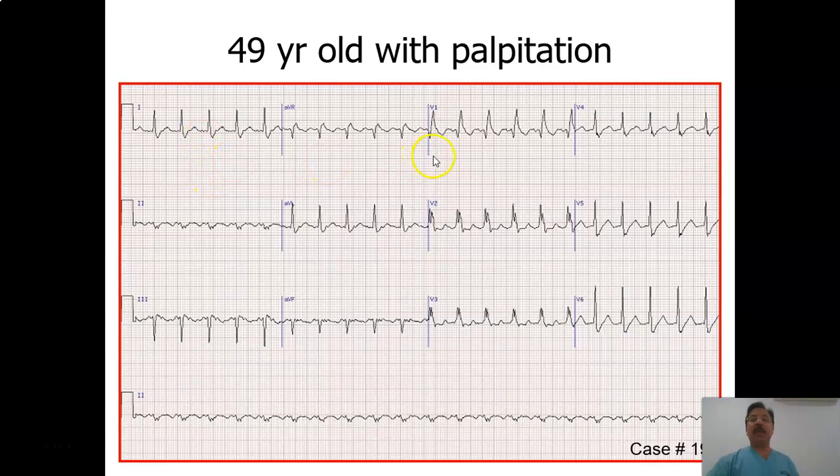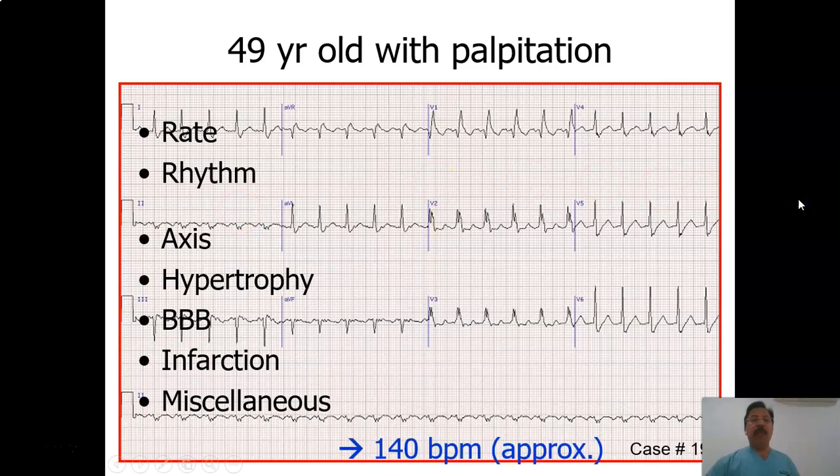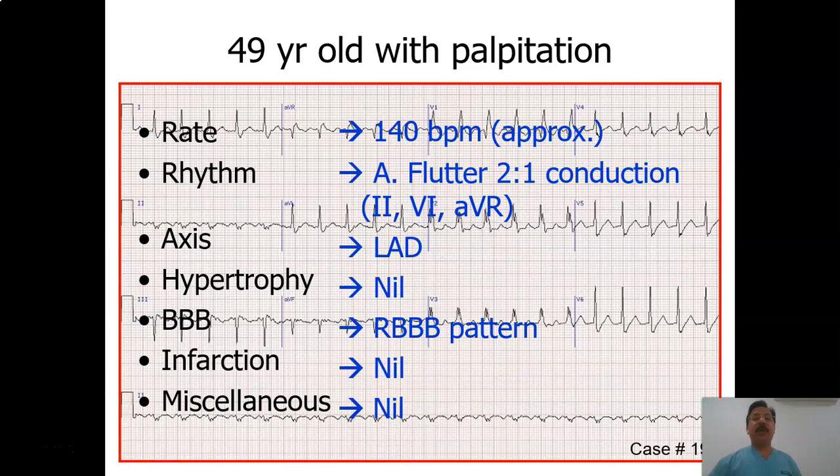ST segment, no elevation, no depression. Only in AVR, probably a little elevation is seen. That may be a part of right bundle branch block. So the ECG findings include the rate approximately 140 beats per minute. This is again atrial flutter with 2:1 conduction.